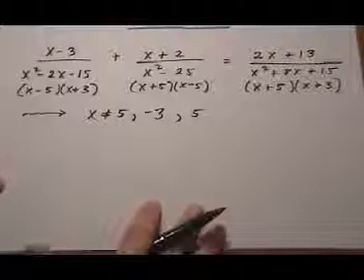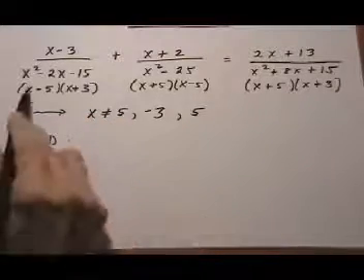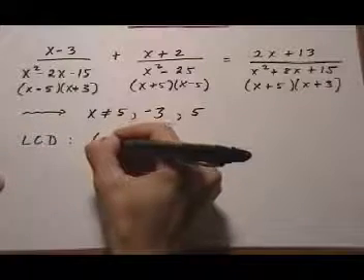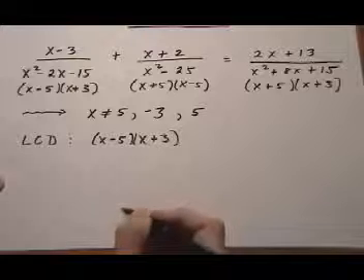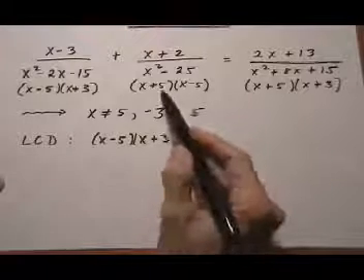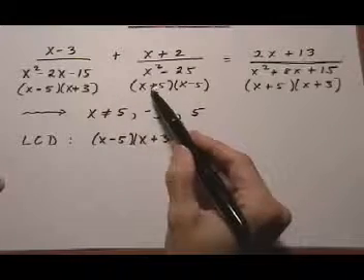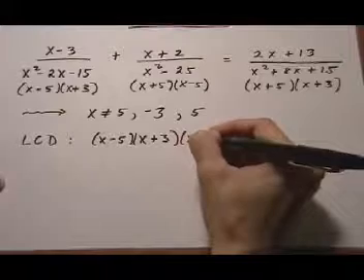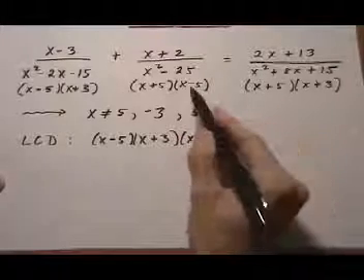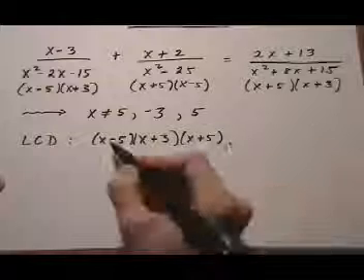Alright, now we want to build the LCD. To build the LCD, take the entire first denominator. X take away 5, x plus 3. Then you look at the second denominator and see if there's a factor missing from the LCD. X plus 5, alright, that's not in the LCD yet, so we have to multiply it in. X minus 5, that's already there. We don't want to put another one. We don't want extra pieces.